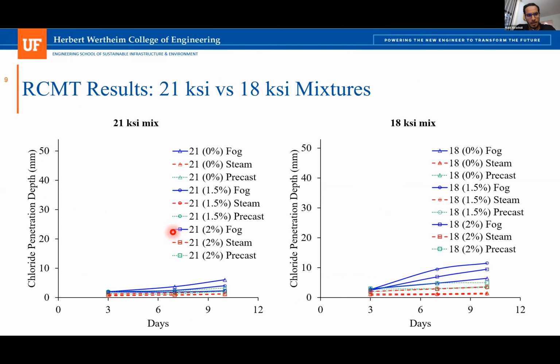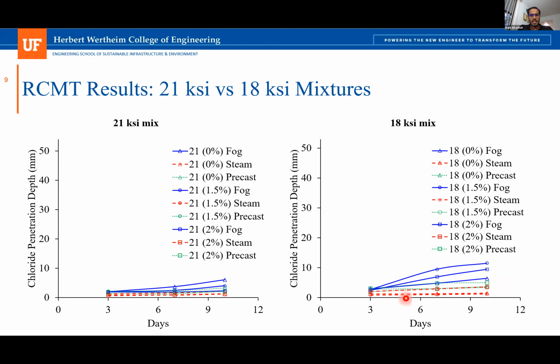Okay, so here is the RCM result. The 21 KSI showed an extremely low chloride ingress, 6 millimeters at most for the fog cured samples, and less than 3 millimeters for the steam and precast cured samples. It seems that the chloride penetration did not go much further with time, especially for the steam cured sample, the one in the red dot.